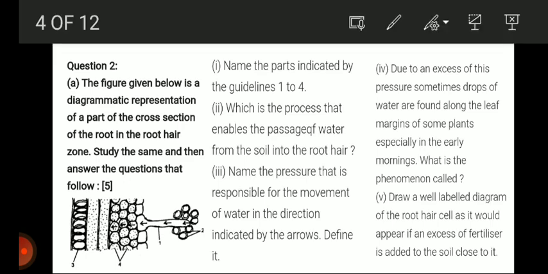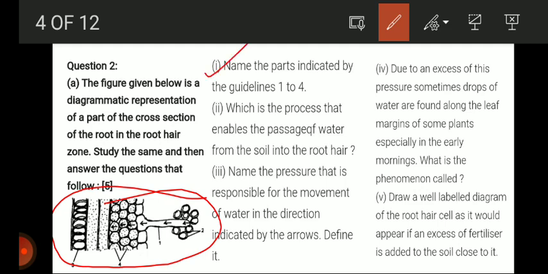Now the next question. Here a figure has been given which is basically a diagrammatic representation of a part of a cross section of the root in the root hair zone. You have to study this diagram and answer the following questions. So first you have to study the diagram thoroughly. First, you have to label the parts, those parts from 1 to 4.